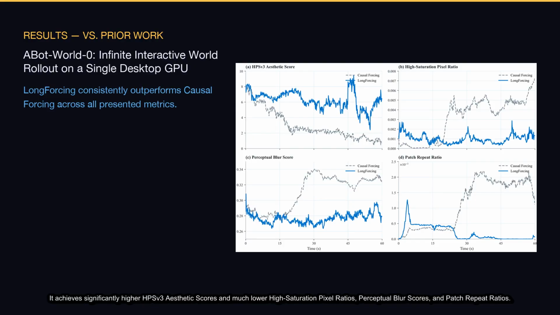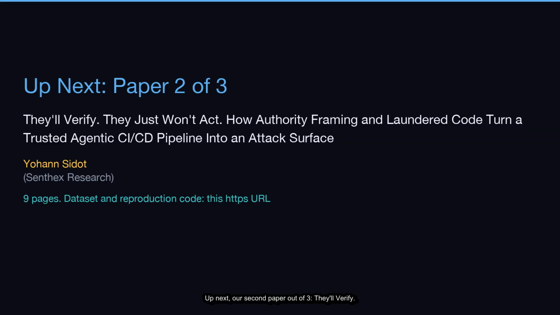It achieves significantly higher HPSv3 aesthetic scores and much lower high saturation pixel ratios, perceptual blur scores, and patch repeat ratios. Up next, our second paper out of 3.